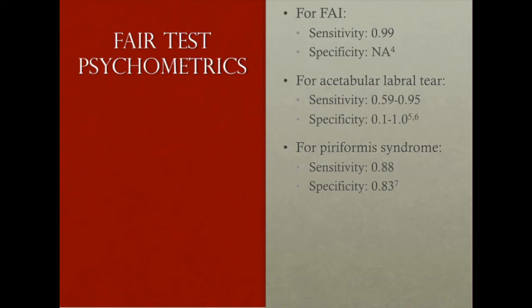According to Philippon et al. in 2009, the psychometrics for FAI are a sensitivity of 0.99, and they did not determine a specificity. According to Martin et al. in 2008 and Burnett et al. in 2006, for an acetabular labral tear, the sensitivity can range from 0.59 to 0.95, and the specificity can range from 0.1 to 1. According to Fishman et al. in 2002, for piriformis syndrome, the sensitivity is 0.88 and the specificity is 0.83.